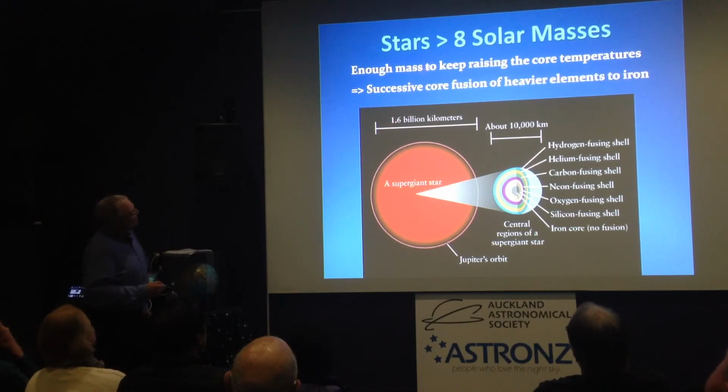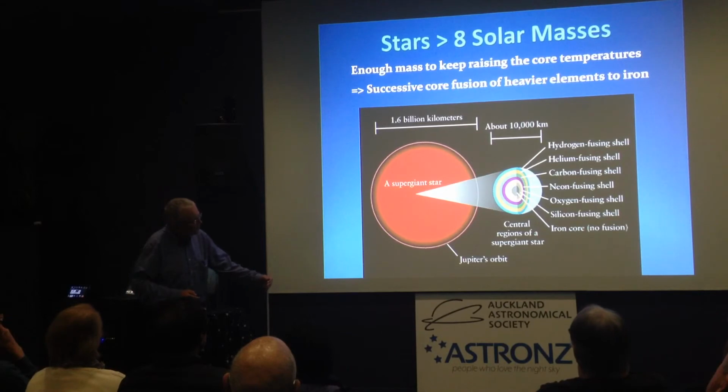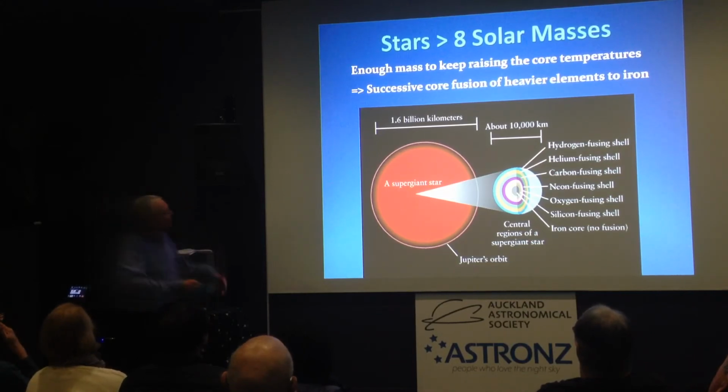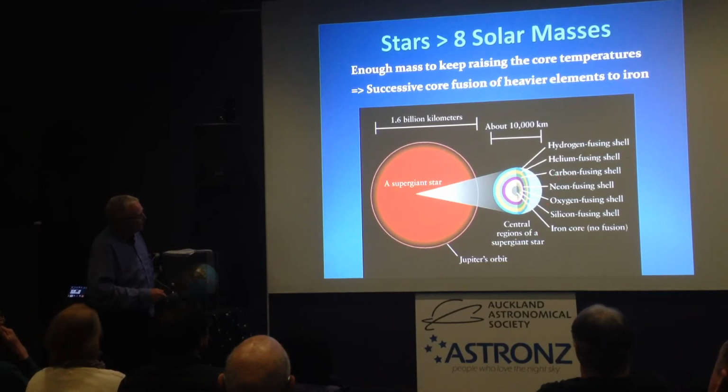So what happens to stars greater than 8 solar masses? They have enough mass to just keep pushing on, as opposed to the smaller ones, which couldn't fuse the oxygen and the carbon. You need up to about 600 million degrees to do that. These guys, with higher amounts of mass and higher gravity forces, raise the core temperatures, they get up to these temperatures, and they're able to do a succession of fusions right up to iron.